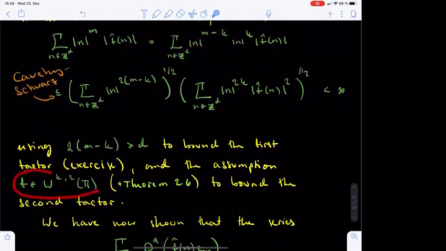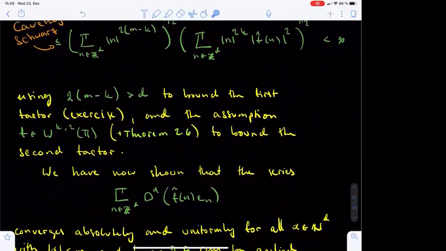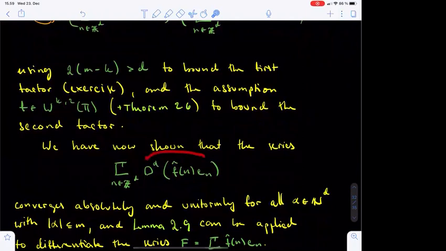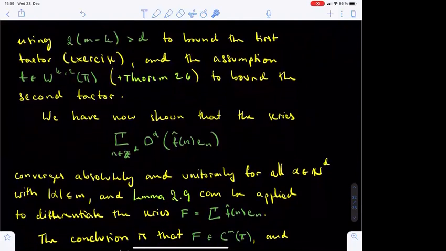This sum is finite by the assumption that f is an element in the Sobolev space W^{k,2} of T, plus the characterization of such functions in terms of their Fourier coefficients, Theorem 2.6. We have now shown that the series of derivatives ∂^α of the functions f hat n times e_n converges absolutely and uniformly for all multi-indices α of order at most m.